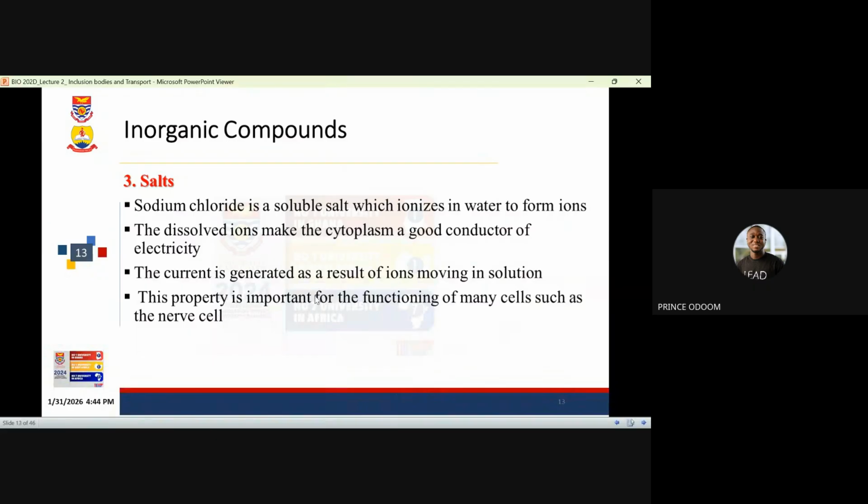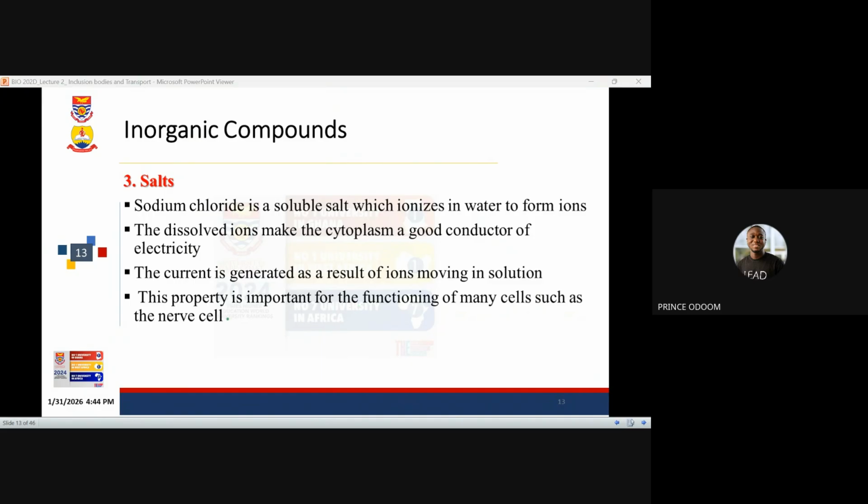Then we come to the salt. So salt, we have sodium chloride, which is a soluble salt and which ionizes in water to form ions. Then the dissolved ions make the cytoplasm a good conductor of electricity. The current is generated as a result of ions moving in solution. This property is important in things such as nerve cells.